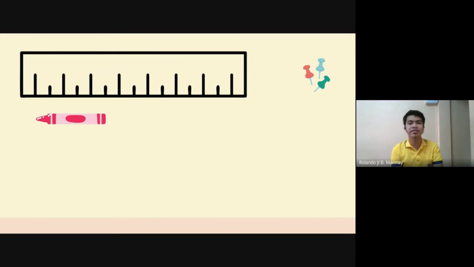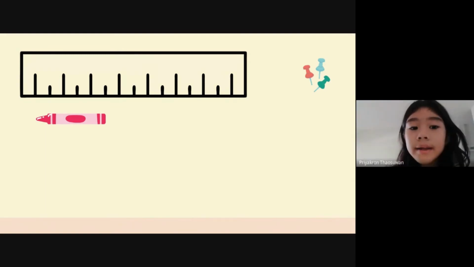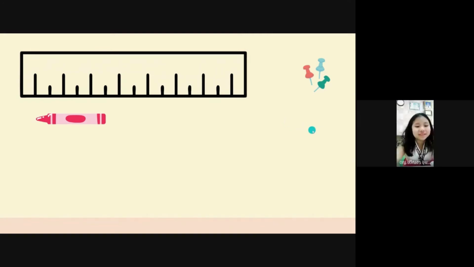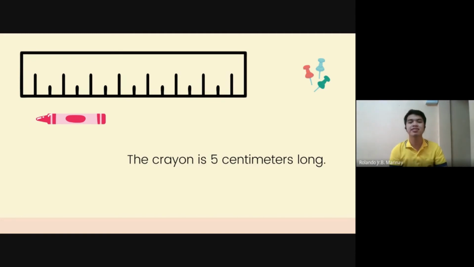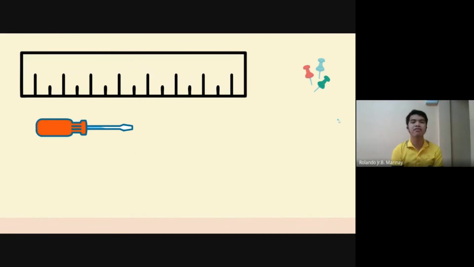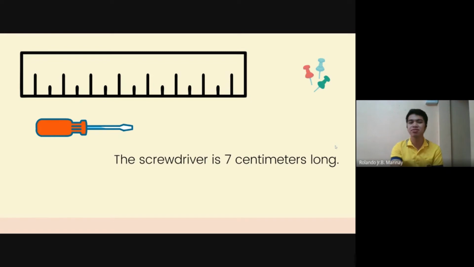Next, what about the crayon? 5. Okay, very good. The crayon is 5 centimeters long. Very good, grade 2. You're picking up easily. Next, last one, the screwdriver. How long is the screwdriver? 7. Very good, Smile. Very fast. That is 7 centimeters. The screwdriver is 7 centimeters long.